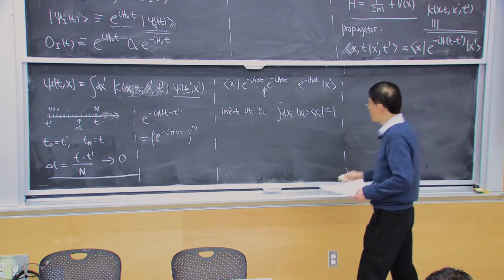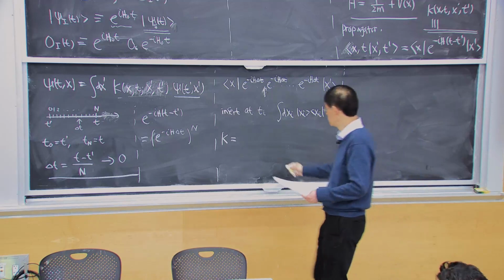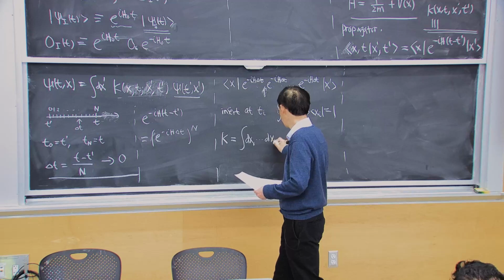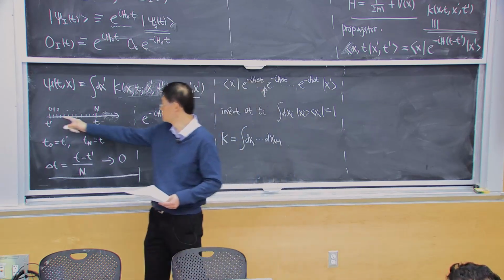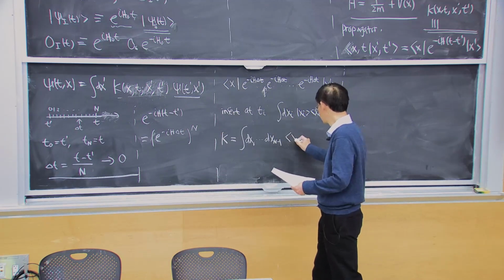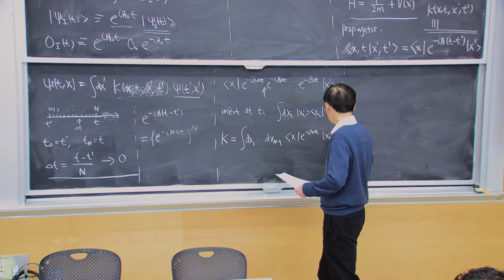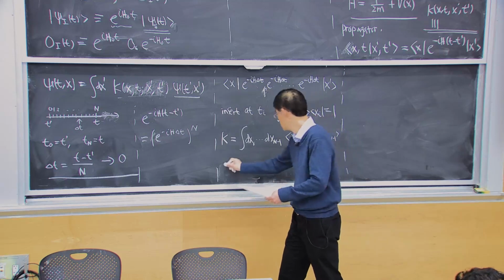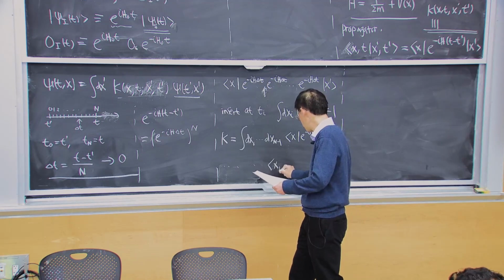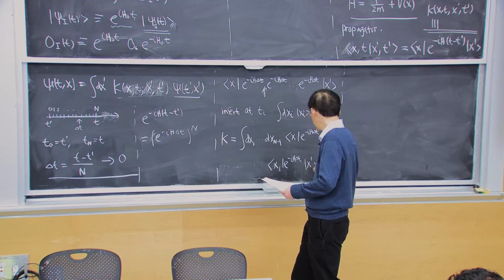So now this object K can then be written as the integral dx1 through dxn minus 1. At each step you have x exponential minus h delta t xn minus 1, and then all the way here into x1 exponential minus iHt h delta t x prime.